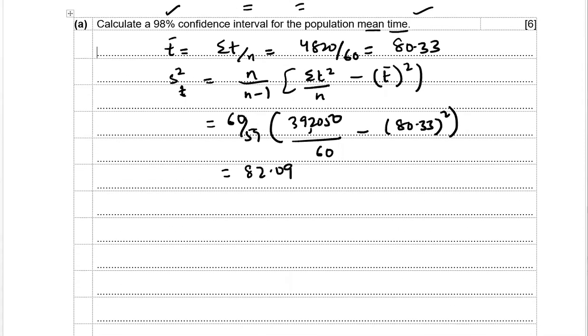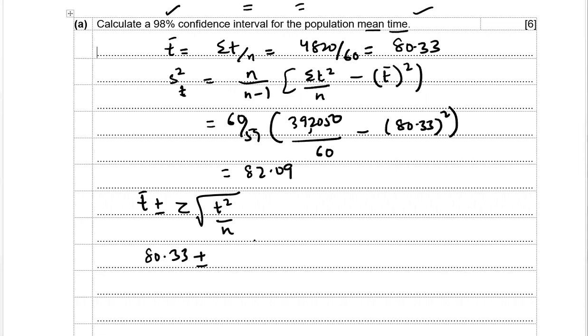Since we have to find the confidence interval, it would be the mean, t bar, plus minus the z score into root of s square upon n. So this is the main formula. t bar is given, so we can write it down: 80.33 plus minus what is the z value.